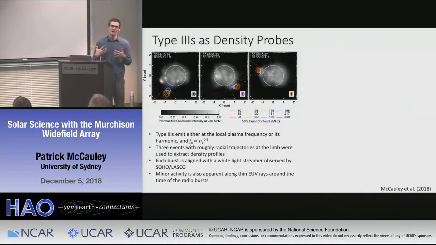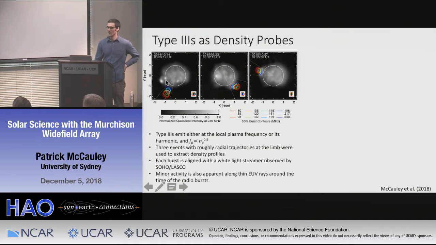So in principle, if you know where your emission is coming from and you know the emission frequency, and you can know or make an assumption about whether or not it's fundamental or harmonic emission, you then have a very good estimate of the coronal density, at least in principle. So that's what we tried to do here. We have data for around 50 of these events, and we chose the 3 of them that are right at the limb with more or less radial trajectories.